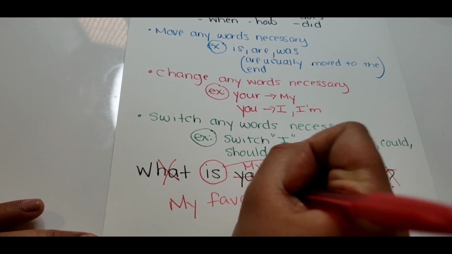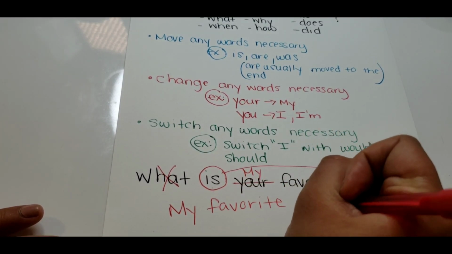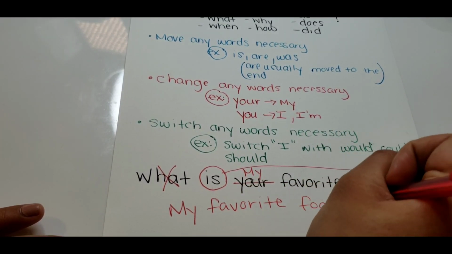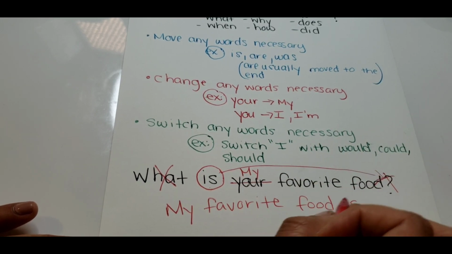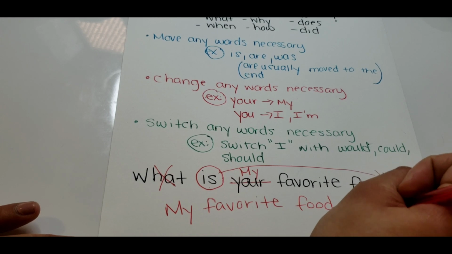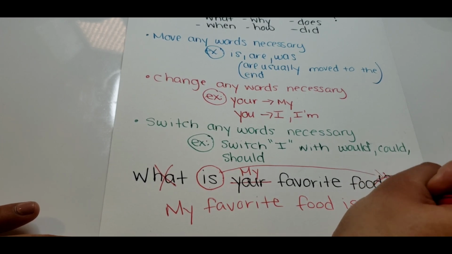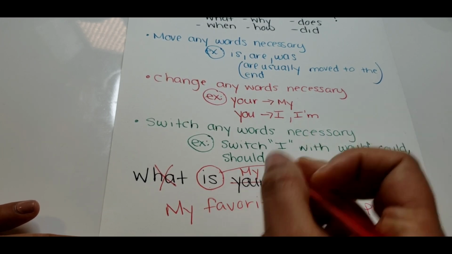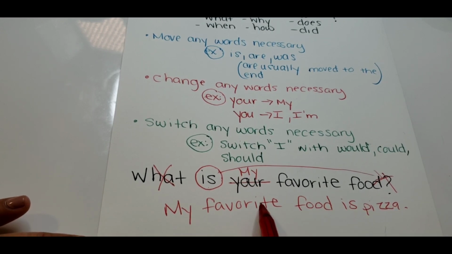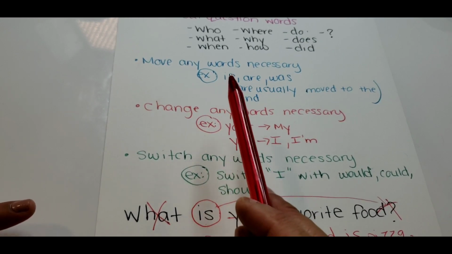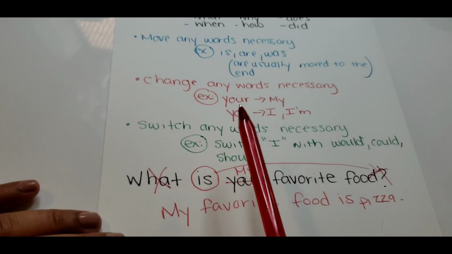Favorite food is. Okay. We don't have to answer it, but if we were to answer it, let's just write pizza because that sounds good right now, right? So my favorite food is pizza. Okay, I have my restatement. I did the majority of my steps.